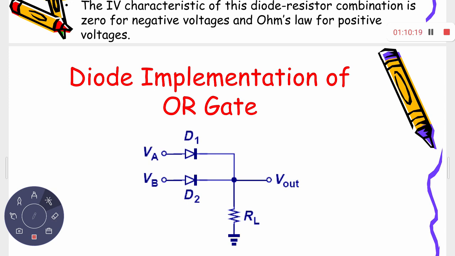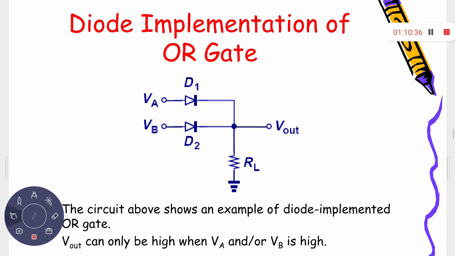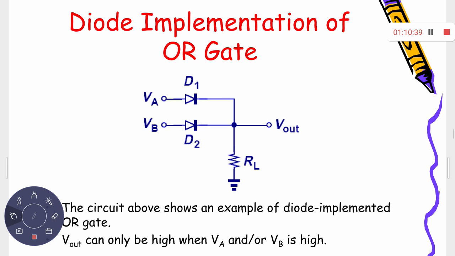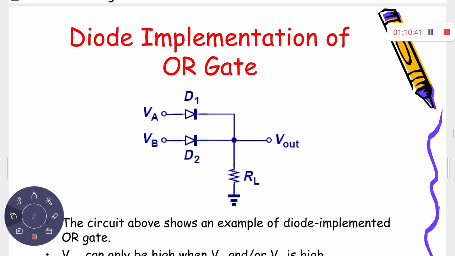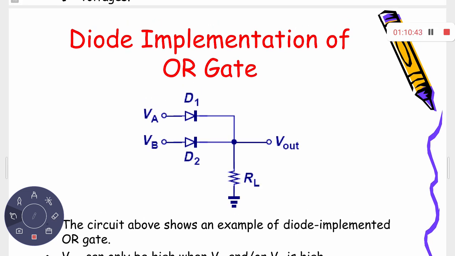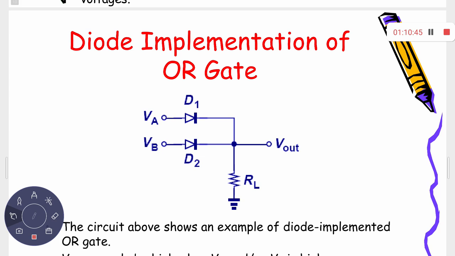Right? How can I make it an AND gate? Both the diodes in series. Then it becomes an AND gate. So what is the use of RL and ground? You have to make the circuit close. You have to make the circuit close. Whenever I say I am applying 0.1 volt, plus 0.1 volt, minus 0.1 volt, that means what?